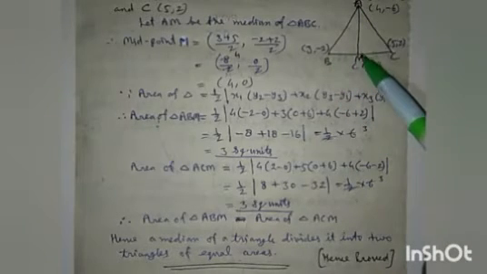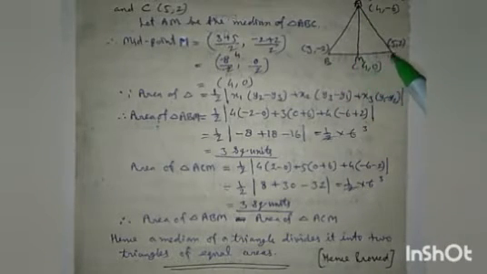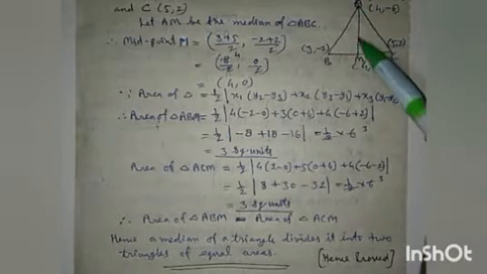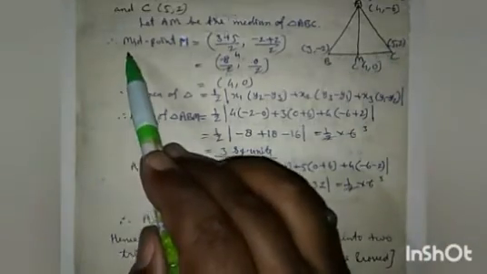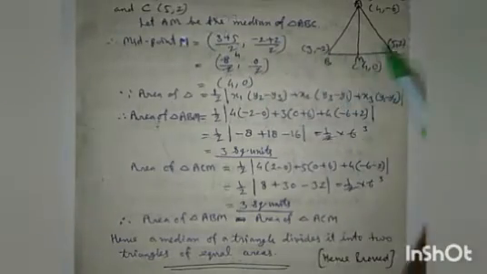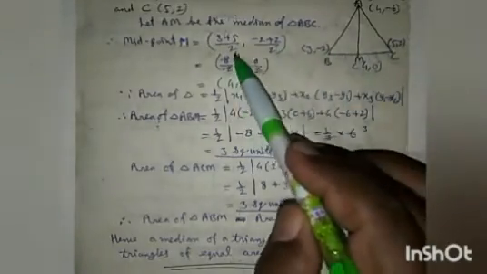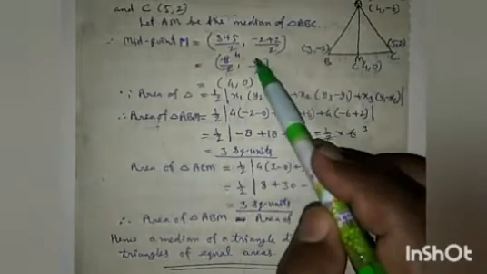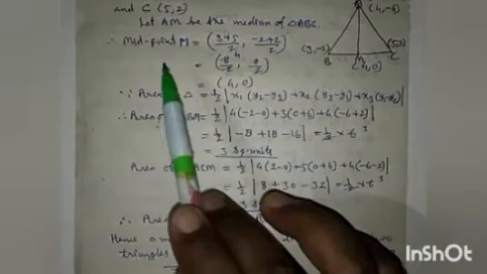Let AM be the median of triangle ABC. Since AM is median of triangle ABC, point M will be midpoint of B and C. So here we have to find the midpoint M, that is equal to (x1 plus x2) means 3 plus 5 divided by 2, and minus 2 plus 2 divided by 2. So it is equal to 8 divided by 2 and 0 divided by 2, that is equal to (4, 0). So midpoint M is (4, 0).